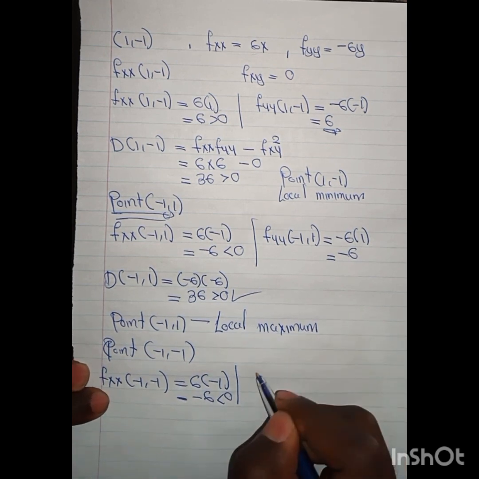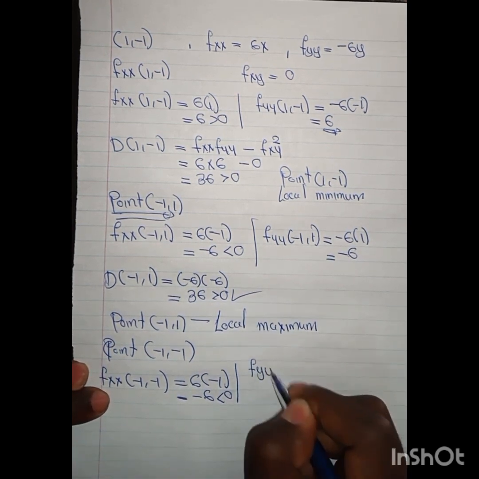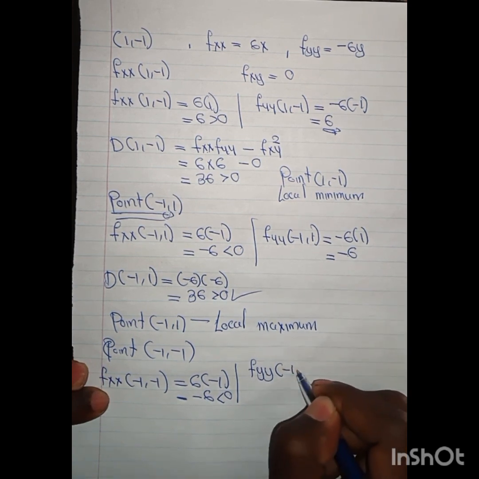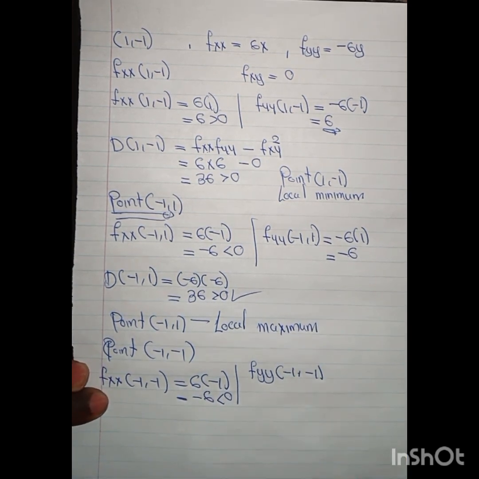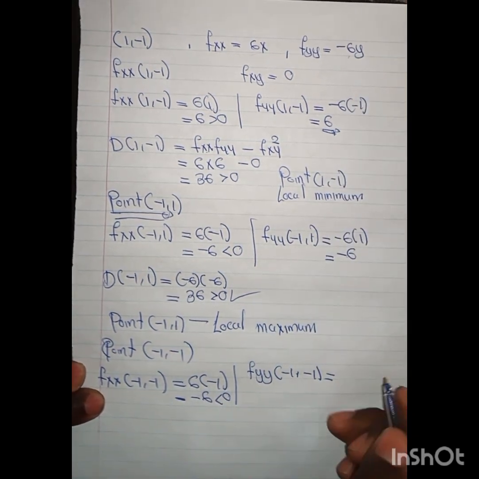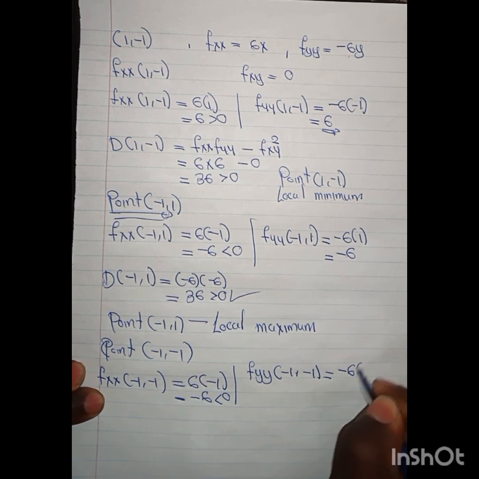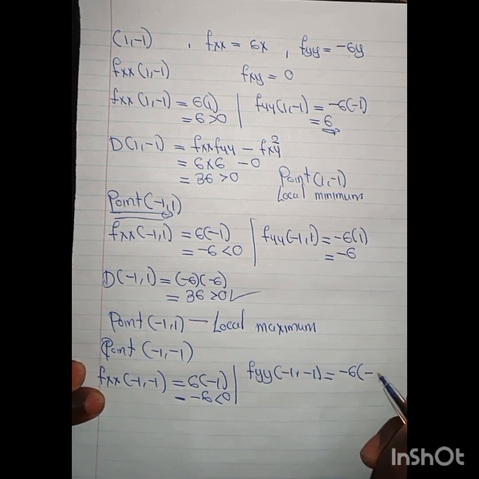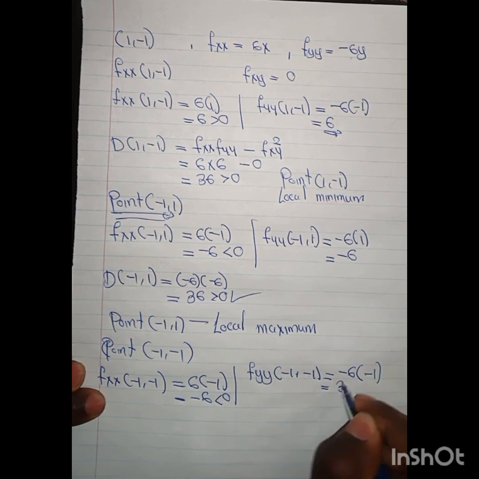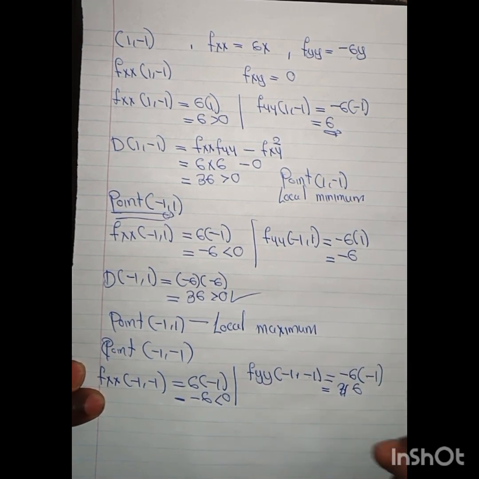And then secondly, we look at the second derivative of f with respect to y at the point minus 1 and minus 1. So this is the equation, minus 6y. Where there is y, we plug in minus 1. So we multiply the two negatives, we get positive 6. And this is greater than 0.